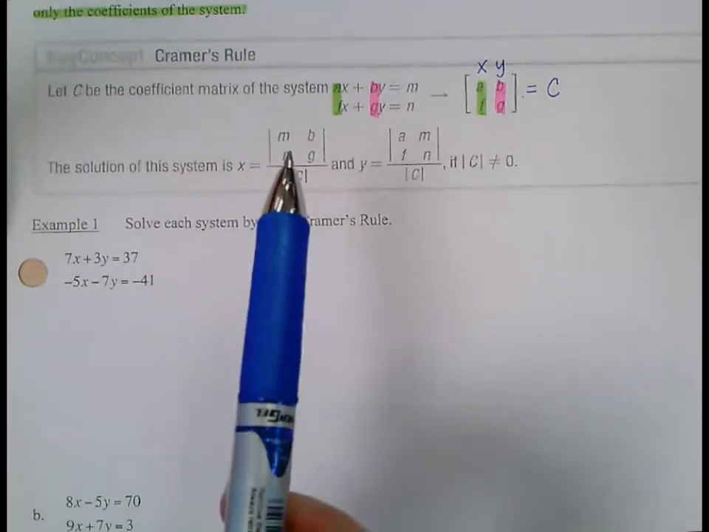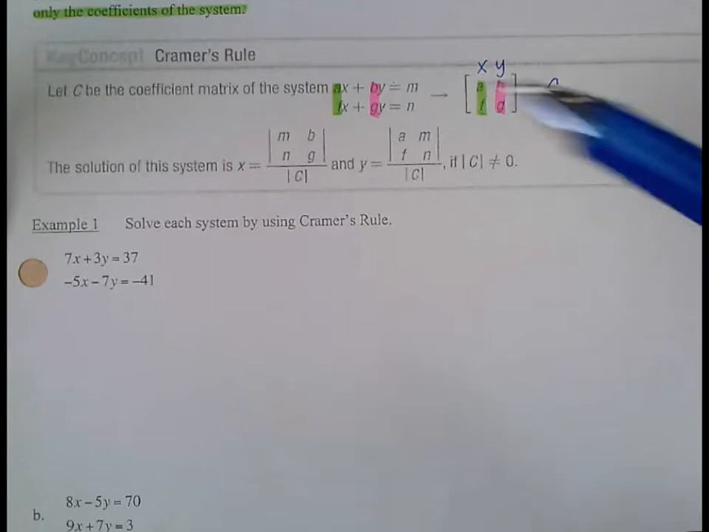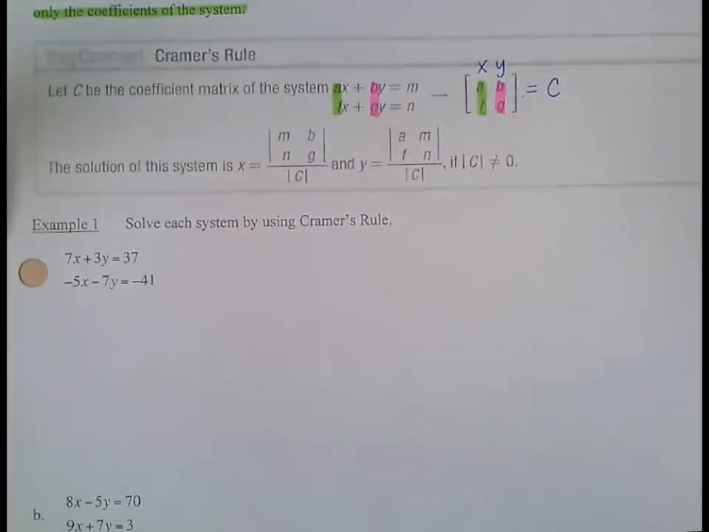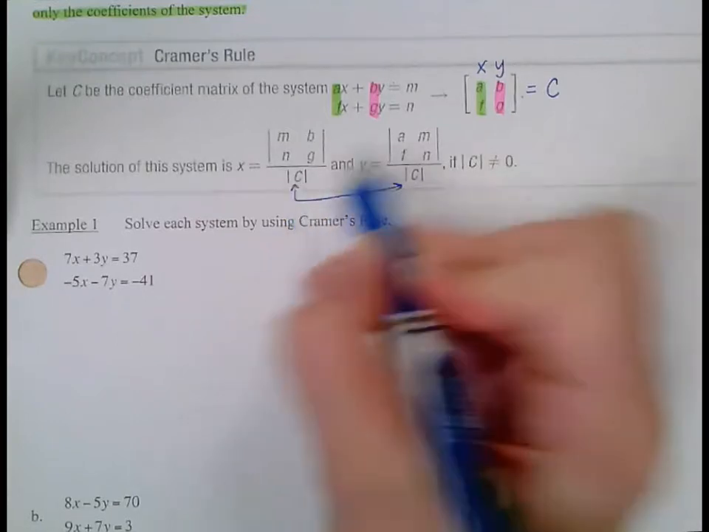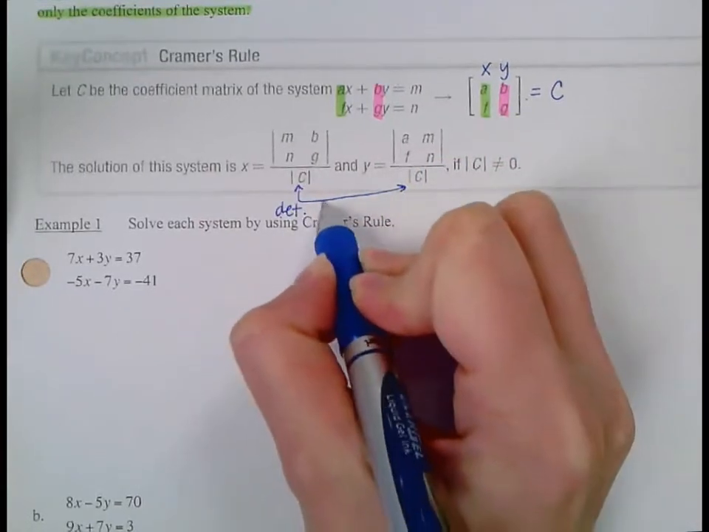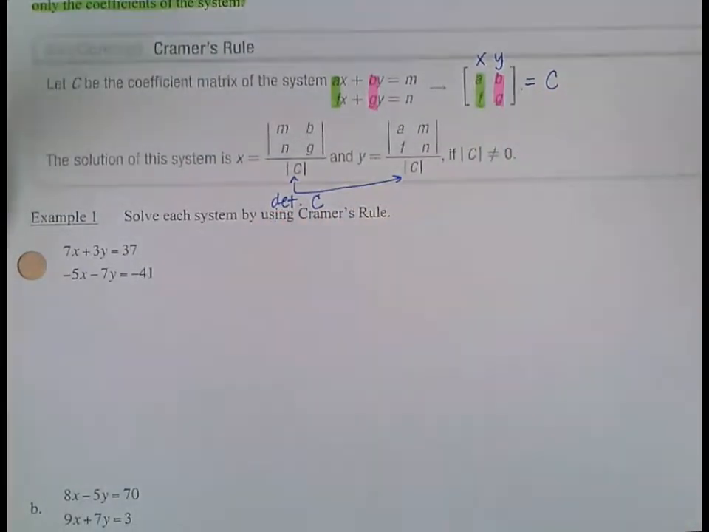So what does it mean again if you have a matrix but you have the vertical lines instead of brackets? What does that mean notation-wise? The determinant, what we did yesterday. So the vertical bars or vertical lines, remember, are the determinant of the matrix when they don't use the brackets. So the denominator for both X and Y is the determinant of your matrix C. So C again is your coefficient matrix. The denominator for X and Y is the determinant of that matrix.